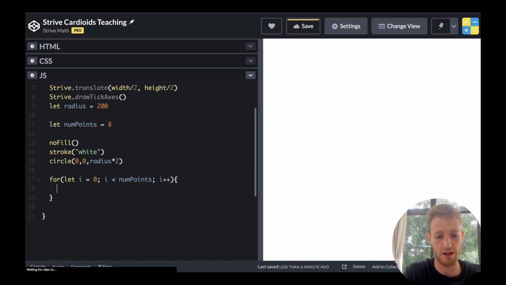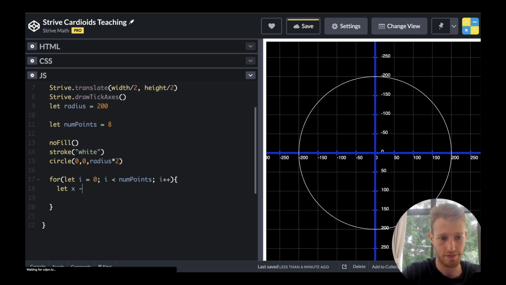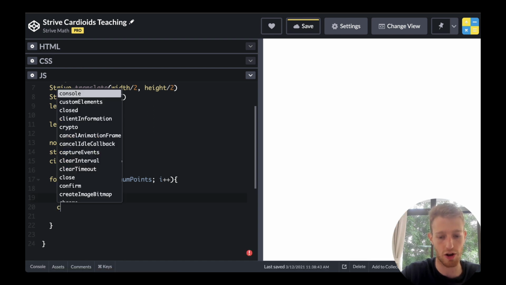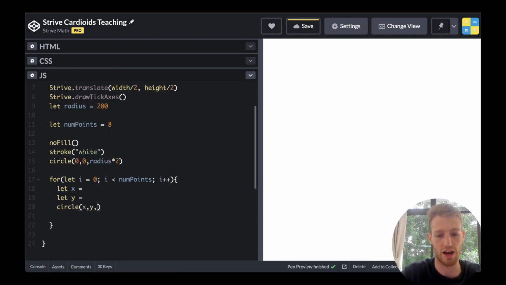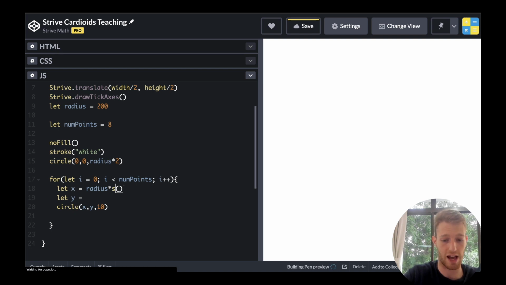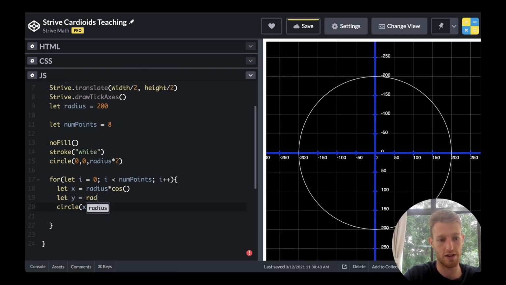And then we want to do something else. We want to find what an x is. X will be equal to something. We want to find what our y is. Y will be equal to something. And then we're going to plot a circle at that point. It's x, y, and we'll make it something like 10. How do we find this x and y? So we know it's going to be something along the lines of radius times the cos of something for x, and radius times the sine of something for y.